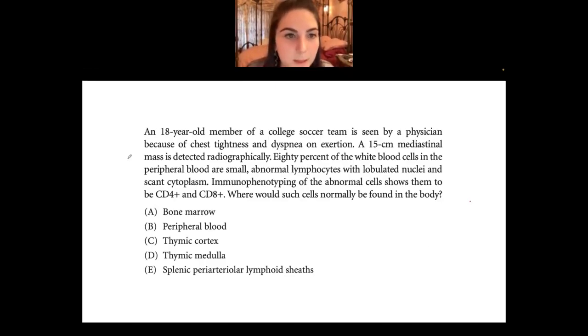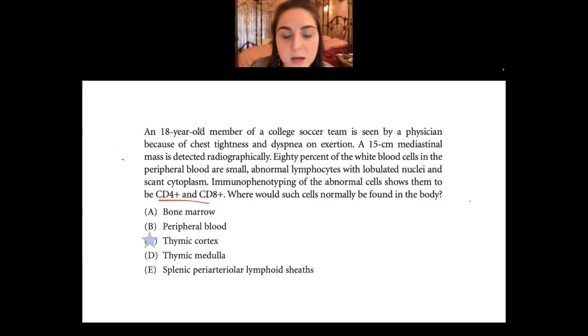Okay. So this basically, long thing, all it's really saying is we have a double positive T cell. So clearly this is an immature T cell. This is a type of cancer. You don't have to know that this is a type of cancer, but a lot of the times cancers are immature cells. So this is a double positive T cell. Where are those found? Those are found in the cortex.